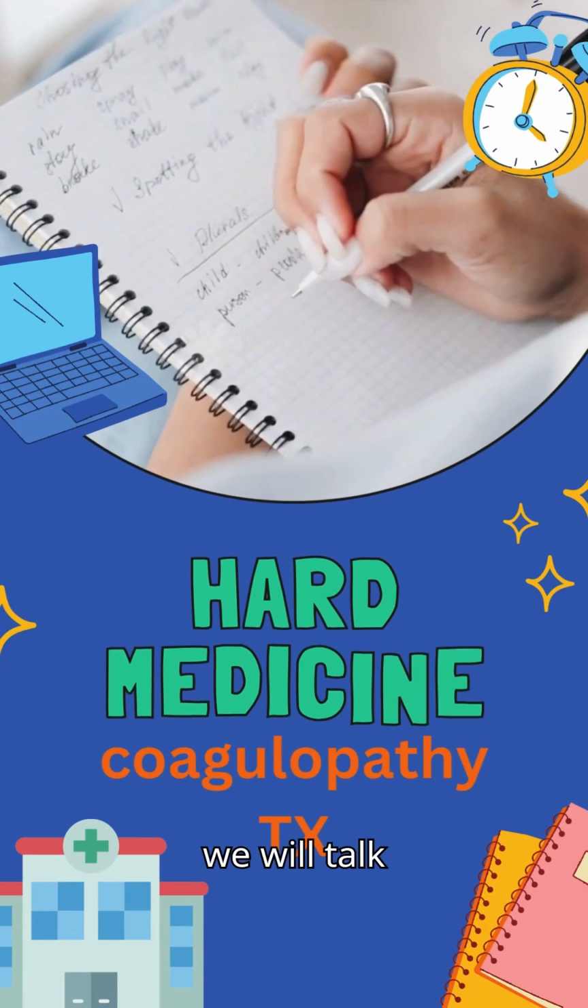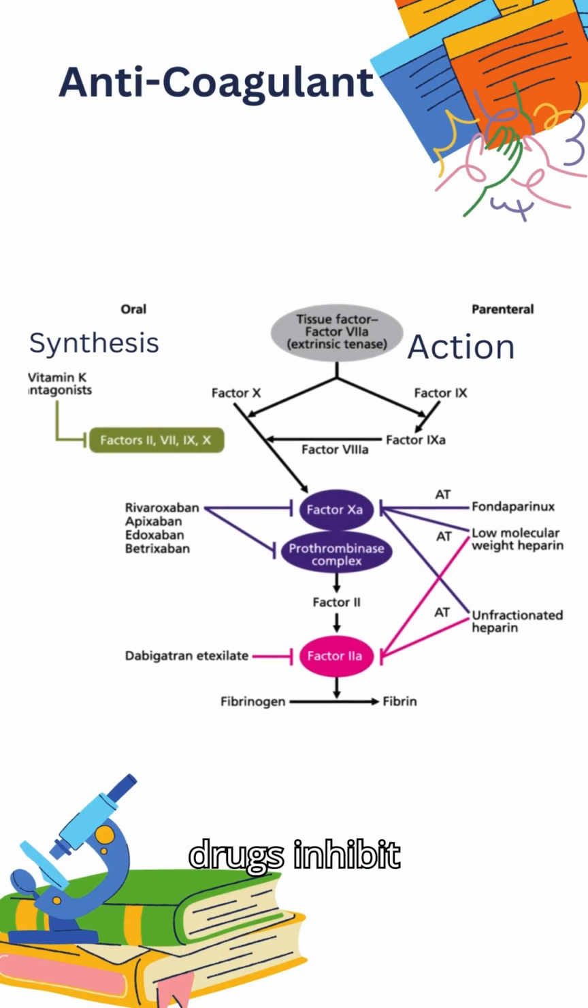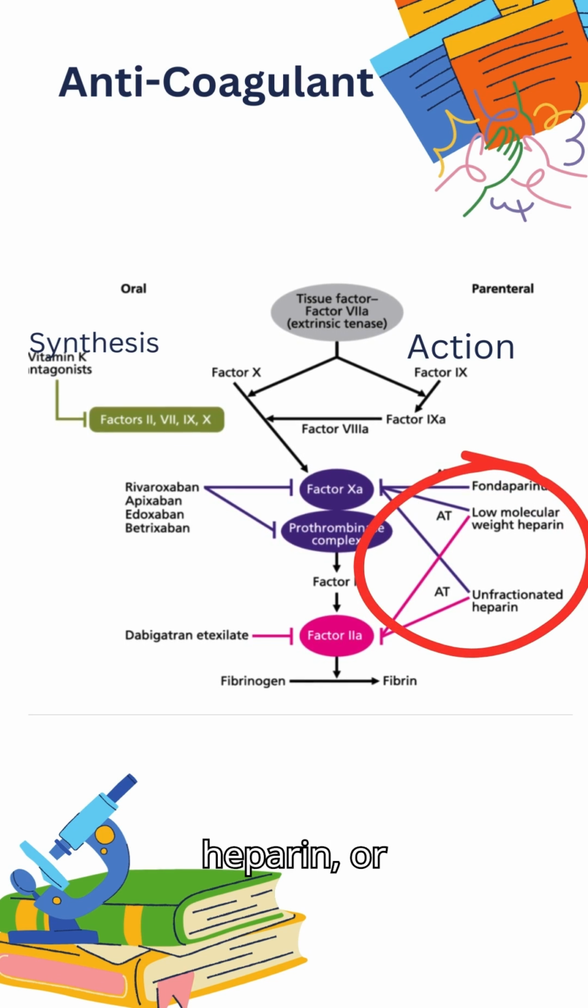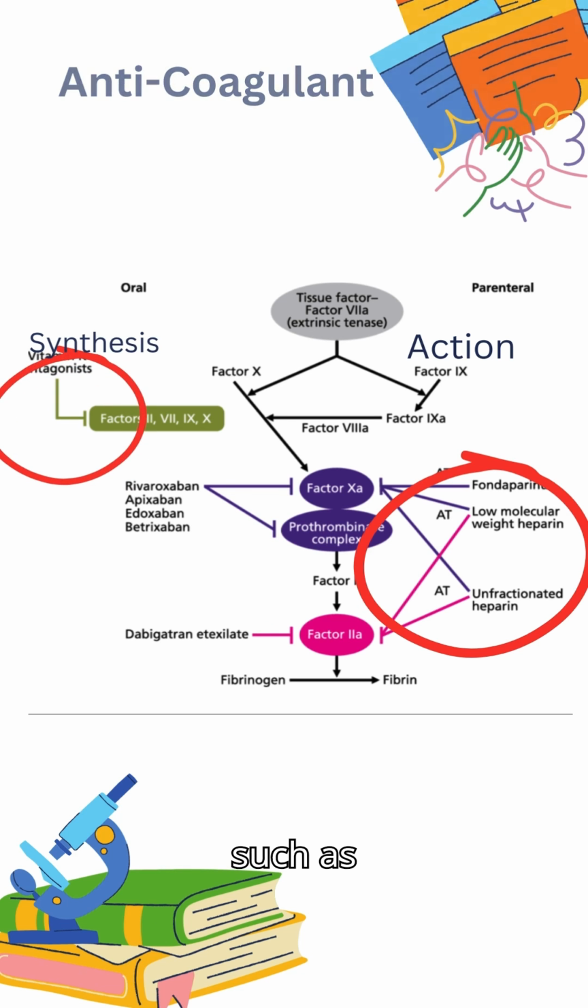Hello. Today we will talk about drugs used in coagulation disorders. The anticoagulant drugs inhibit either the action of the coagulation factors, for example heparin, or interfere with the synthesis of the coagulation factors, for example vitamin K antagonists such as warfarin.